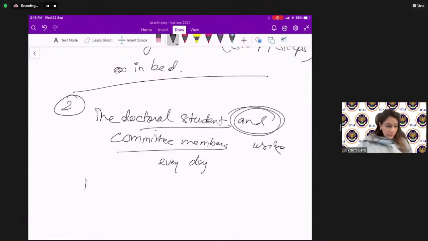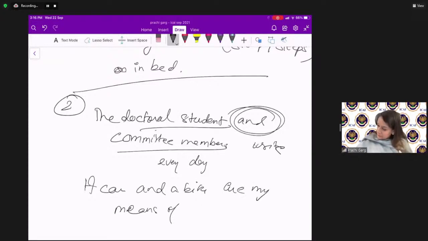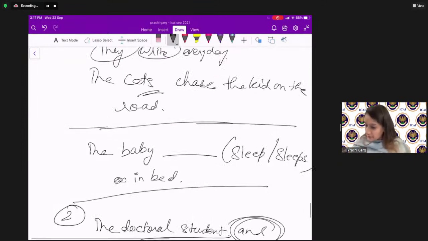Take the other one. A car and a bike are my means of transport. So I have a car and a bike, and I'm talking about two things here. So I will use a plural form of verb here. Okay, one more thing here.